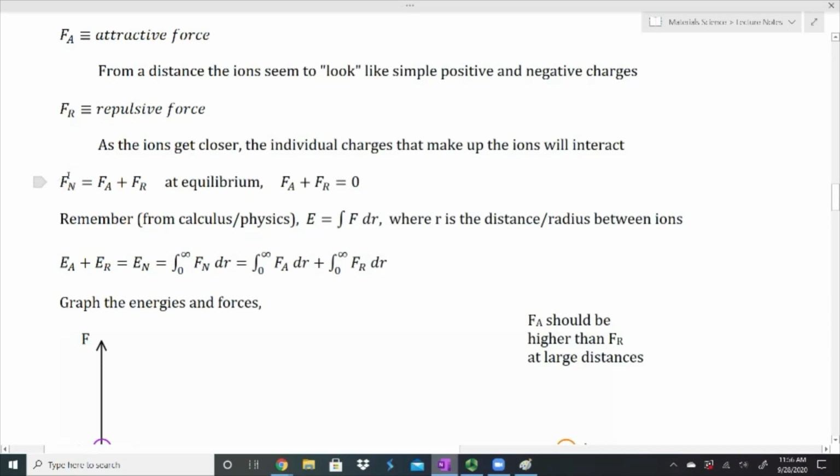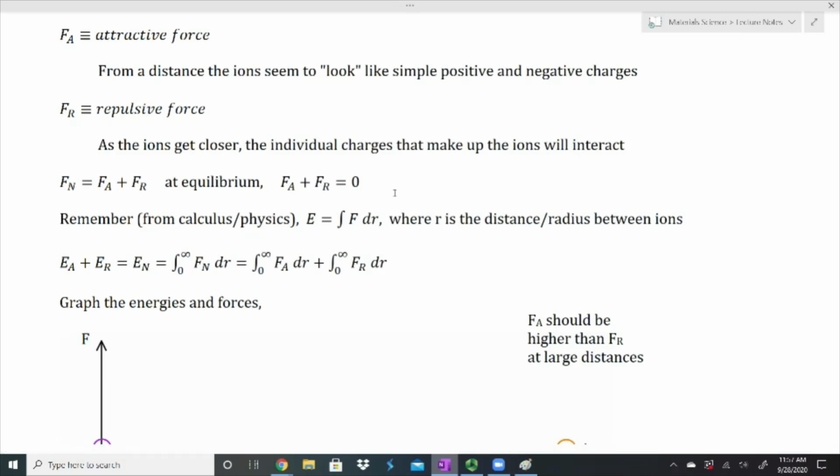We say that our Fn, our net force, is going to be equal to our two other forces added together, our attraction plus our repulsive force. And all that means is it's our net. We sum those together. At equilibrium, we say that our net force is 0. If you've taken some statics before, think of this as a statics problem. I have two forces acting on something, and when I don't have any movement, when I don't want things to move, I can set those equal to 0, and I can look at how those two forces interact with each other.